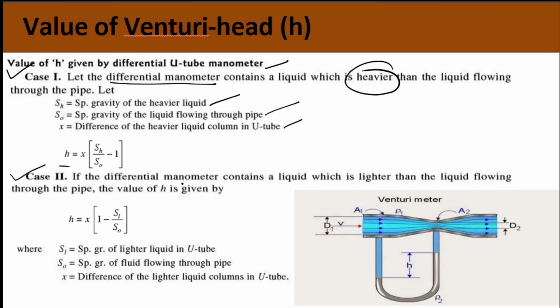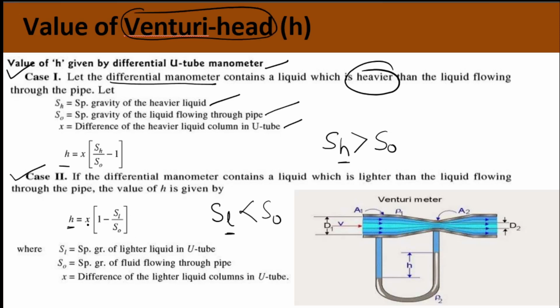Now case 2 is if the differential manometer contains a liquid which is lighter than the liquid flowing through the pipe. So the first condition was SH is more than SO, and the second condition is SL is less than SO. Here H is for heavy and L is for lighter. So the manometric head, the Venturi head, can be found out: H is equal to X into (1 minus SL upon SO).